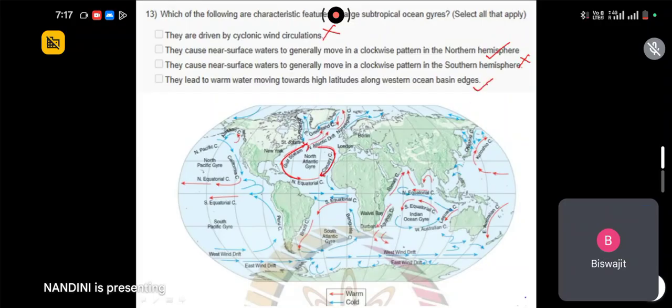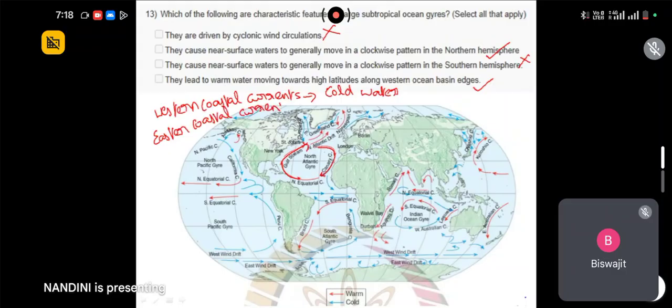True. And if this was in terms of continents, western coastal currents carry cold water and eastern coastal currents carry warm water.